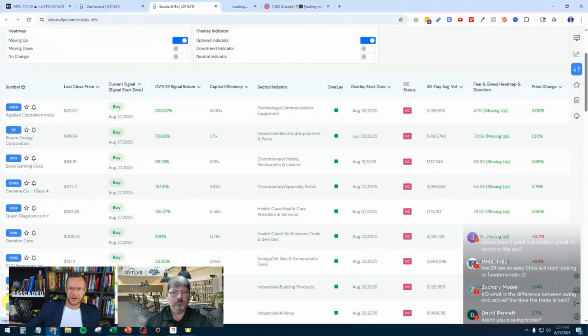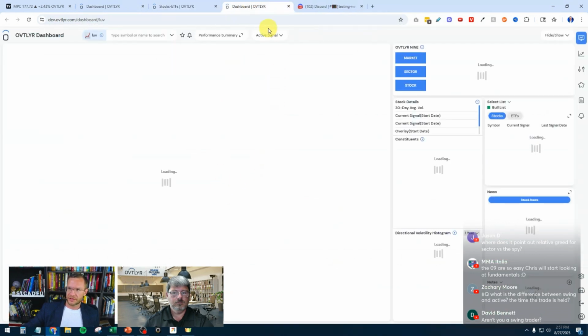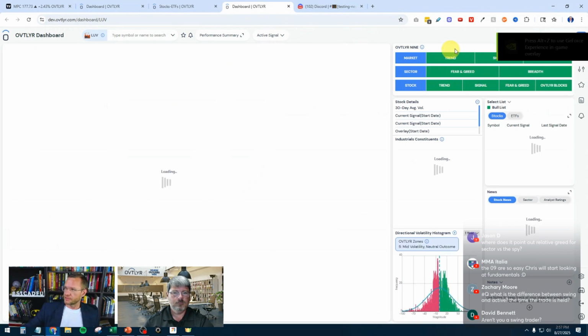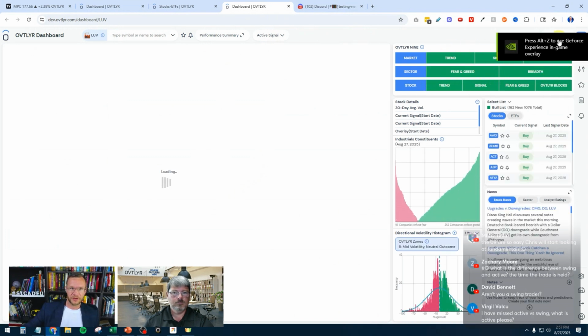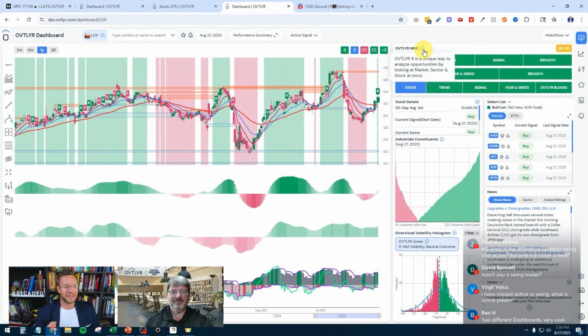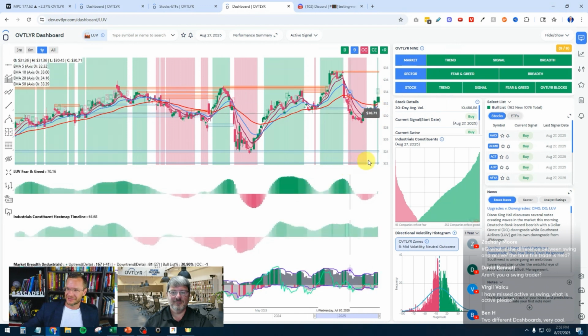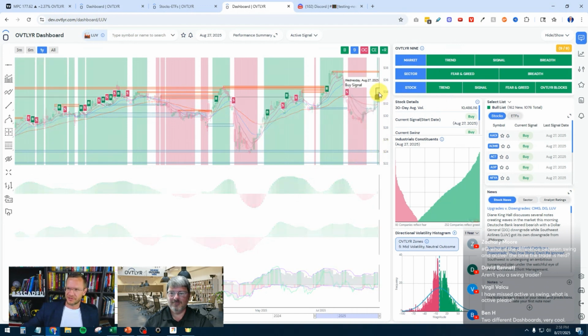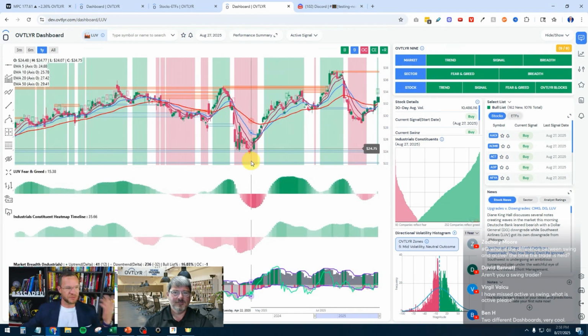Okay, let's pop into Southwest Airlines. So we're on active signal now instead of swing signal, and this should update over here. OVTLYR 9 is a unique way to analyze opportunities by looking at market, sector, and stocks all at once. How do you like that? I don't remember what it was a moment ago on Southwest Airlines, but this is really cool.